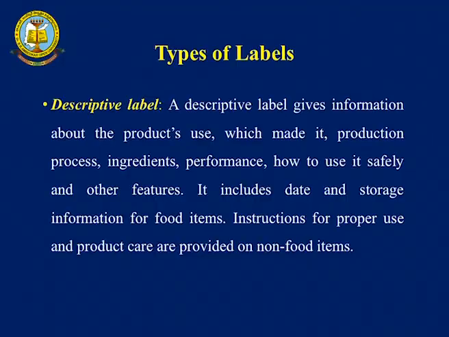Then comes a descriptive label. The descriptive label gives information about the product, its use, when it is made, the date of manufacture, the price of the product, the production process, the ingredients, the performance, how it has to be used, safety measures, safety precautions, instructions for proper use, how the product has to be taken care of. All the information regarding the product is described on the label. That is what is called as a descriptive label.